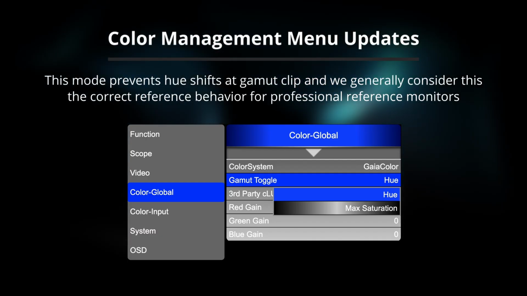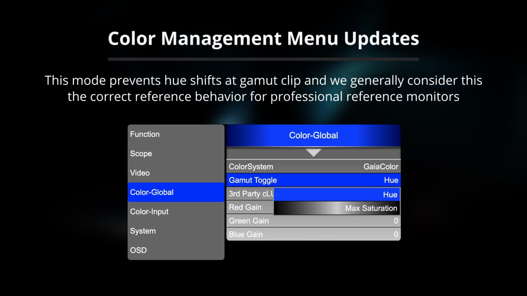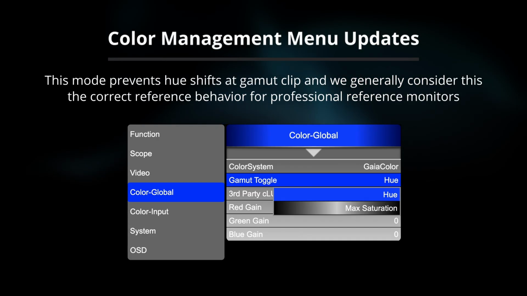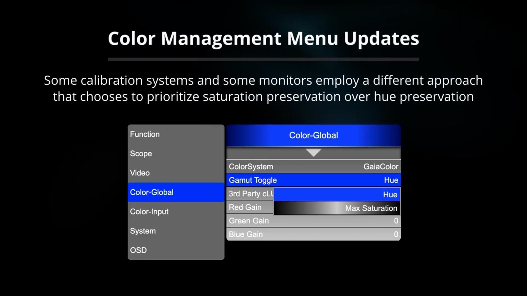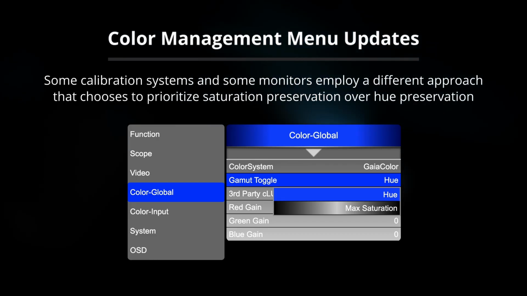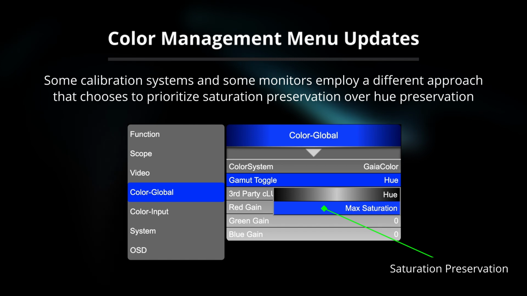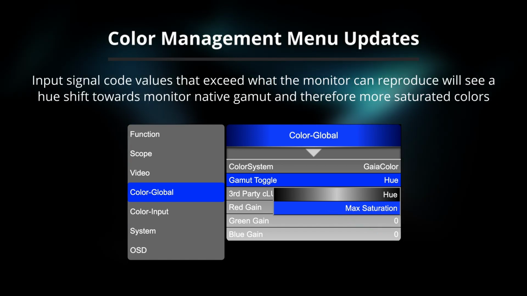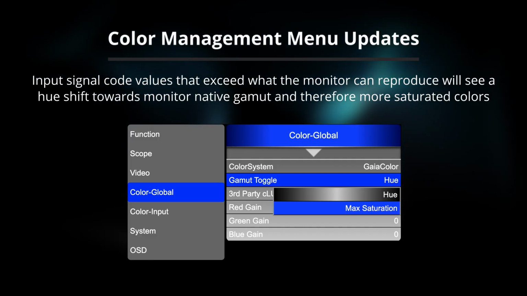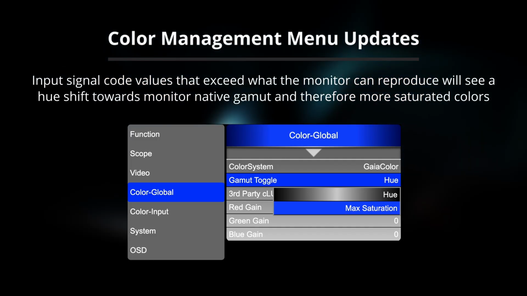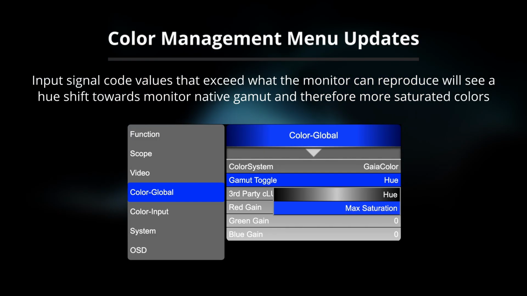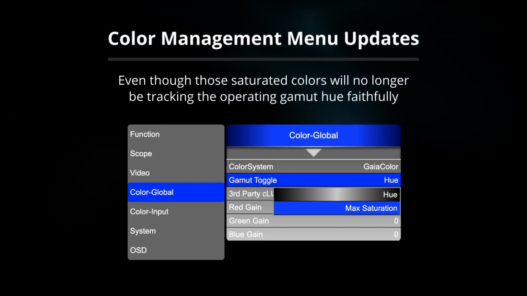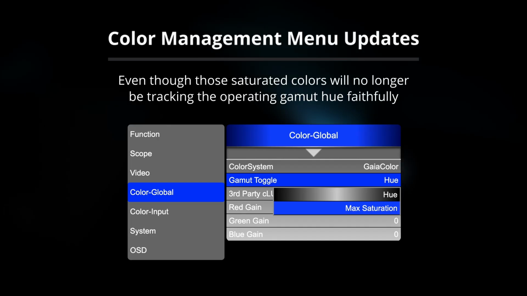This mode prevents hue shifts at gamut clip, and we generally consider this the correct reference behavior for professional reference monitors. However, some calibration systems and some monitors employ a different approach that chooses to prioritize saturation preservation over hue preservation. When operating in 2020 mode, this means that input signal code values that exceed what the monitor can reproduce will see a hue shift towards monitor native gamut, and therefore more saturated colors, even though those saturated colors will no longer be tracking the operating gamut hue faithfully.